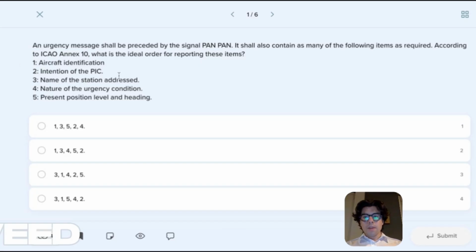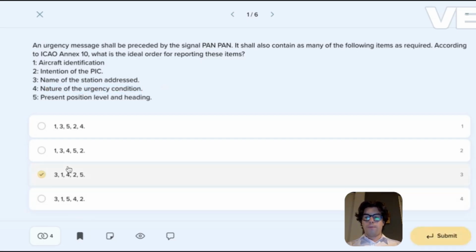So, knowing this, the ideal order for reporting these items, of course, first of all, we always say, for example, Heathrow Tower, Sierra X-ray Alpha Bravo Charlie for our registration. Engine failure, intention to land on the nearest runway, requesting vectors, currently altitude 2000 feet and 2 DME north of the station. So knowing this, we always address the station first, then the aircraft identification, so 3 and 1, and then reason, so nature of the urgency, then intention, and lastly position. So 3, 1, 4, 2, and 5.